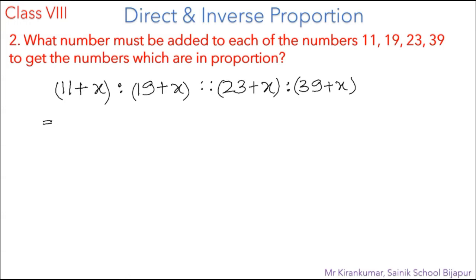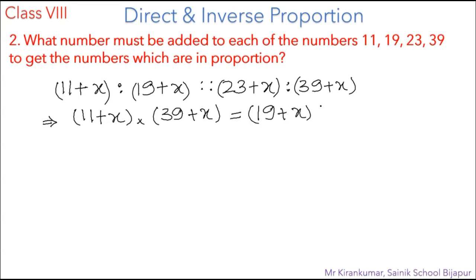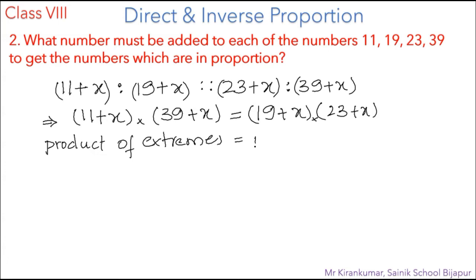We can write this as 11 plus x multiplied with 39 plus x equal to 19 plus x multiplied with 23 plus x. This is because the product of extremes is equal to the product of means.